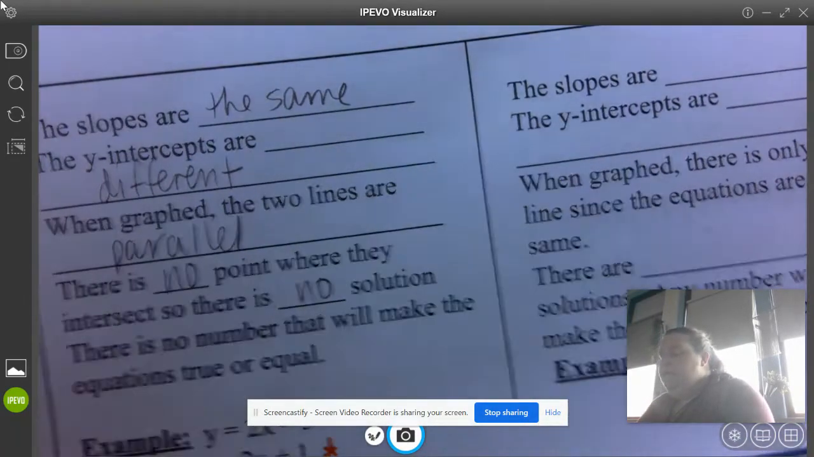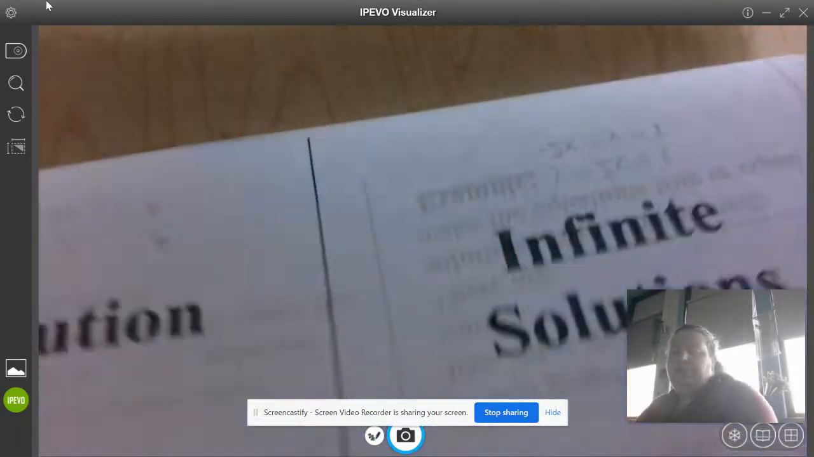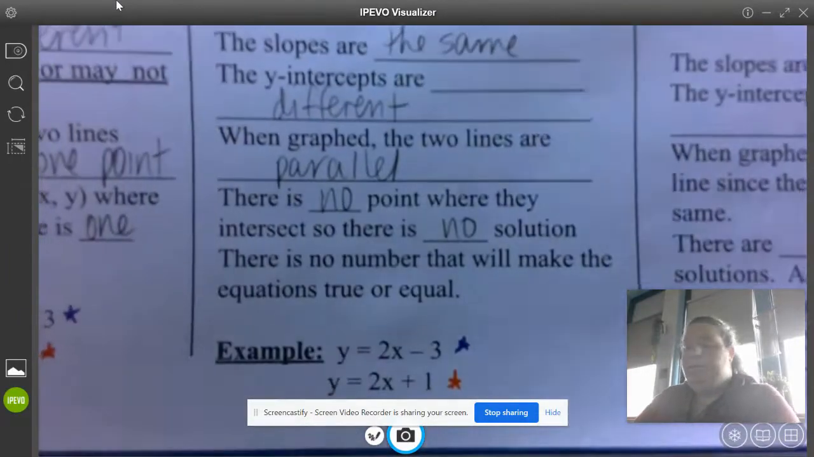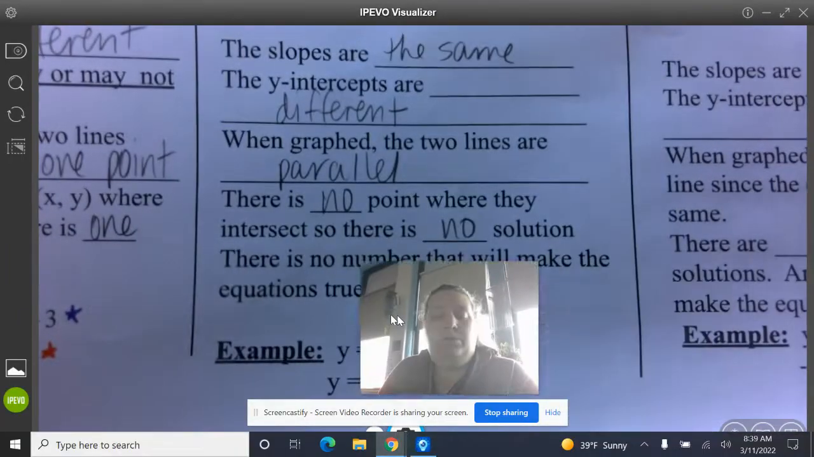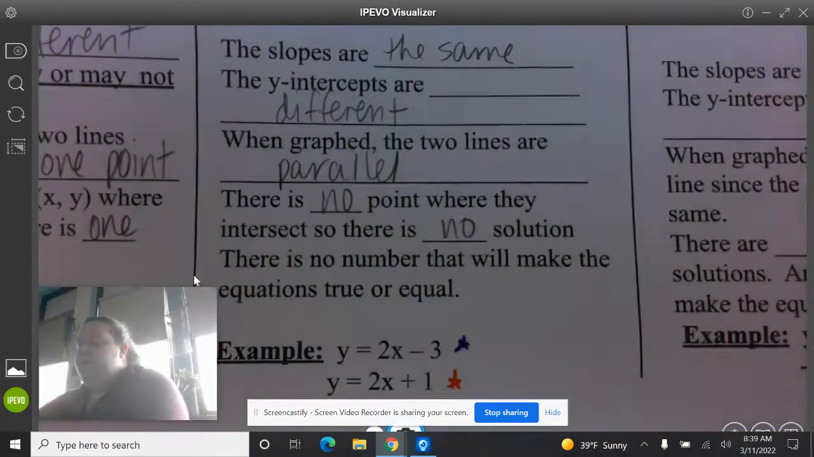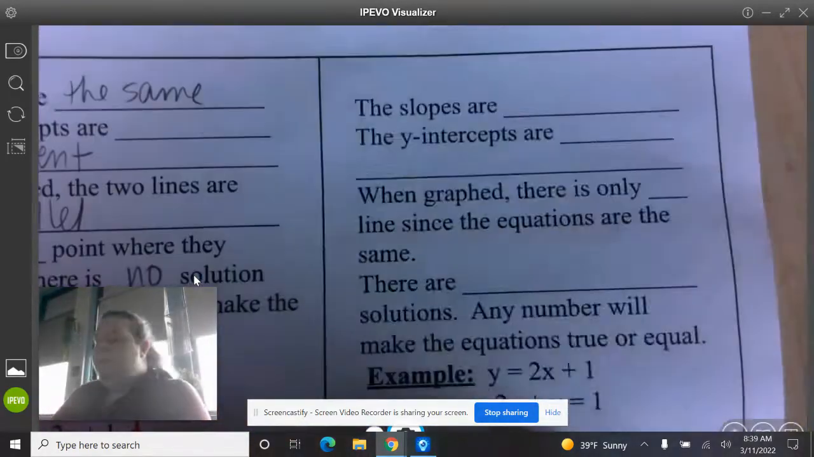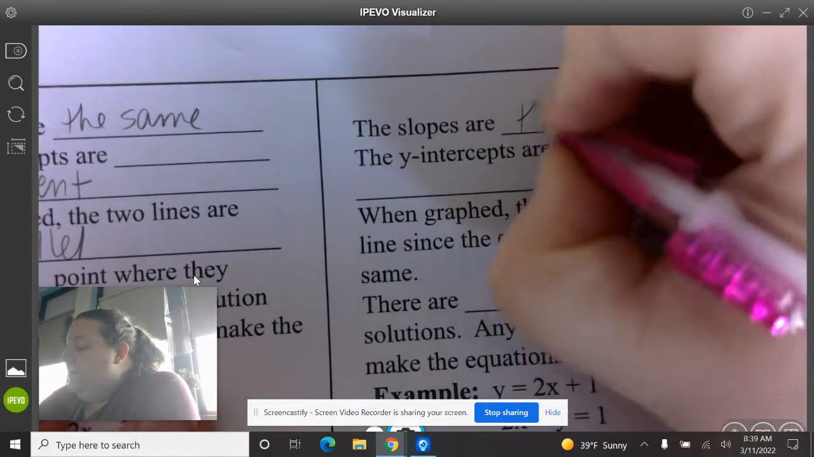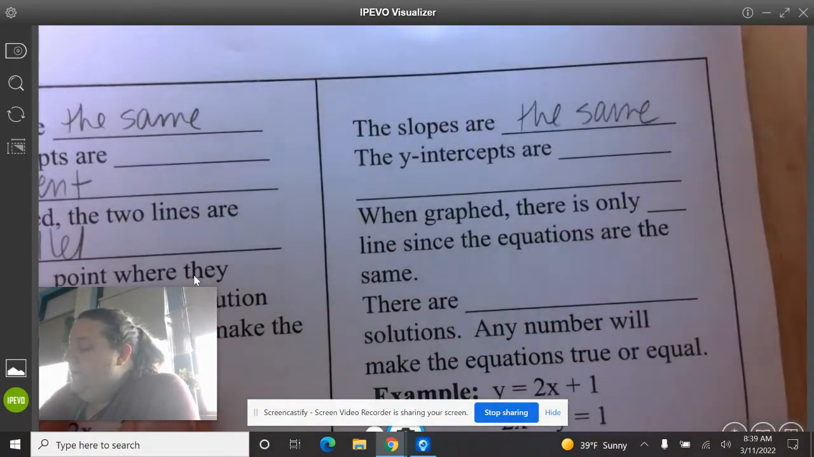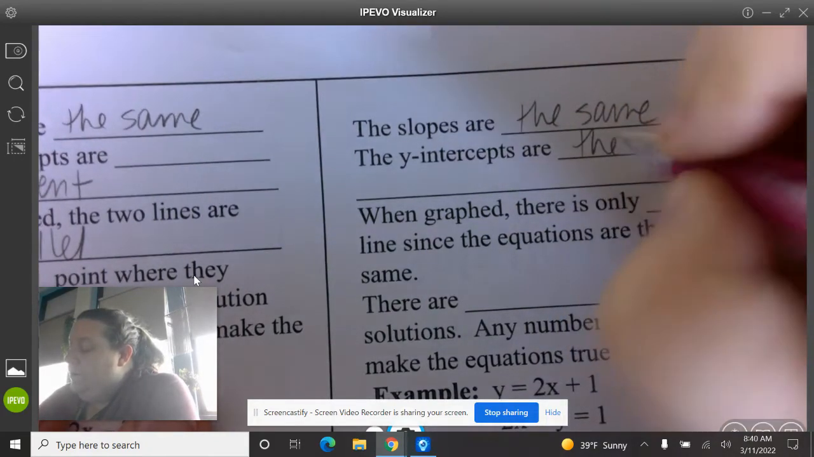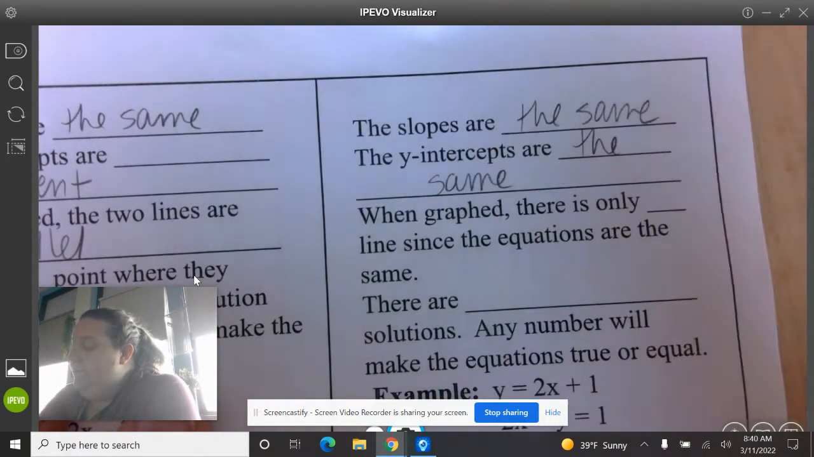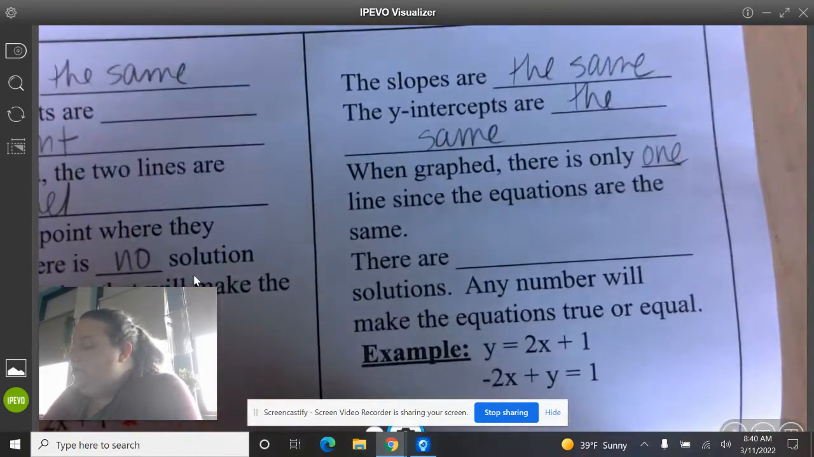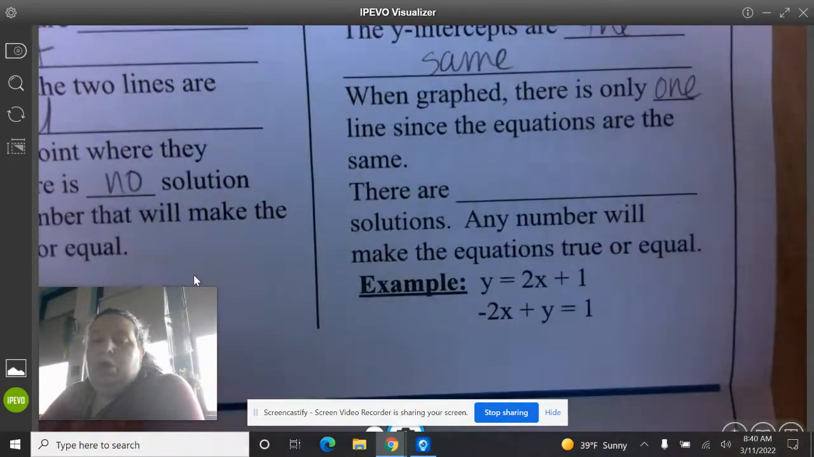Last but not least, we have infinite solutions, which means the lines end up being exactly the same. They share all the same points. I'm just going to move my face over so you can see this well. All right, so what you'll see is that the slopes are the same and the y-intercepts are the same as well. So in the graph, there is only one line since the equations are exactly the same.